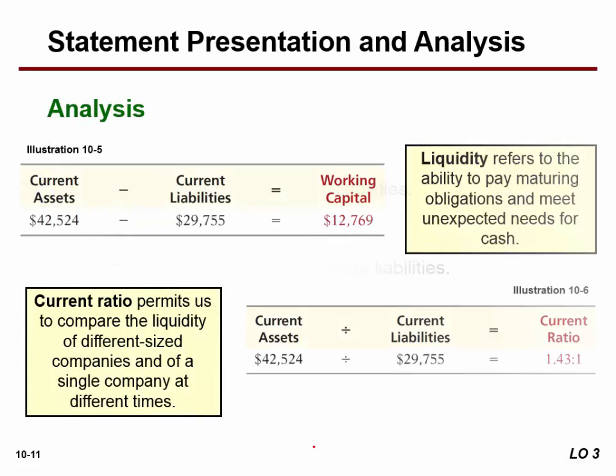Okay, let's go ahead and let's learn about working capital. Okay, working capital by definition is current assets minus current liabilities. Current assets minus current liabilities definition is working capital. Do you want to have a positive working capital or a negative working capital? Positive, because what? If it's negative, that means your current liabilities are more than your current assets. We have a problem, right?